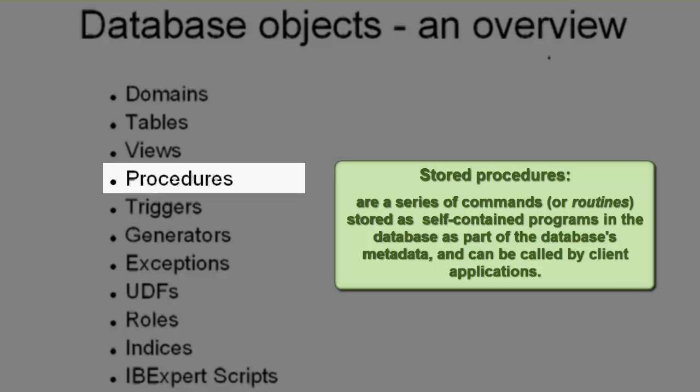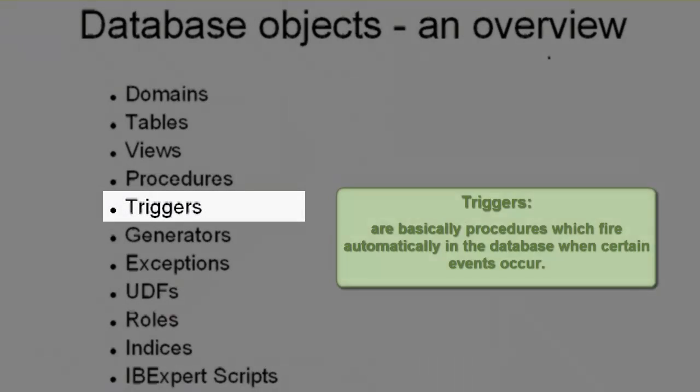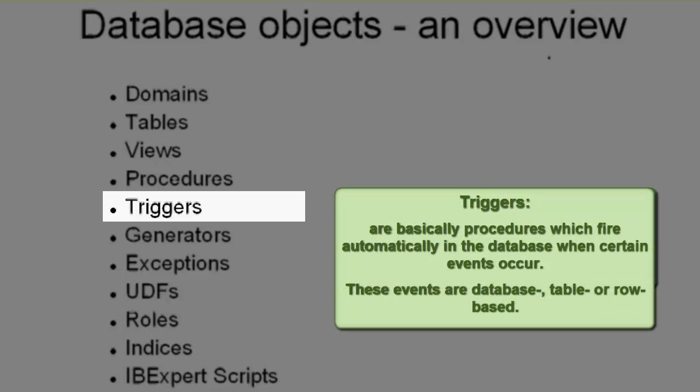Procedures are server-based operations that you can write yourself and store in the database as part of its metadata, and they can be called by client applications. Triggers are basically the same as procedures, just that they fire automatically. A trigger lies on a table and is automatically fired when data manipulation occurs. The events causing the trigger to fire can be database, table, or row-based.